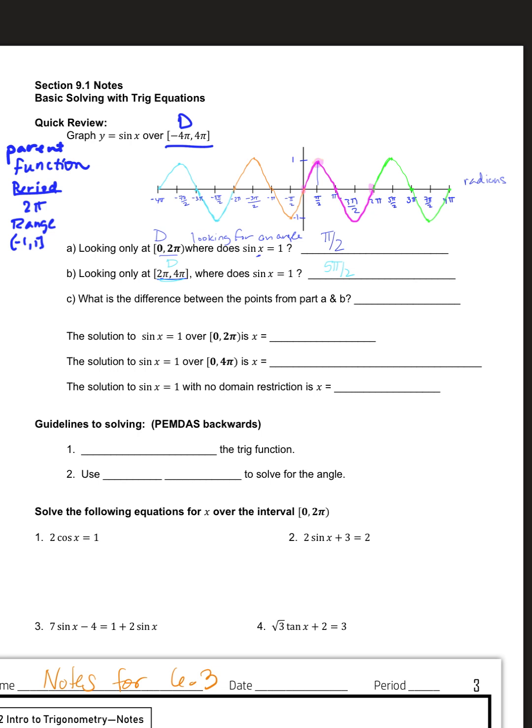Okay, now the third question is, what is the difference between the points A and B? If you look between these two, pi over 2 and 5 pi over 2, what is this distance? What's the difference between the points? Well, if you take 5 pi over 2 minus pi over 2, you're going to get 2 pi. They are 2 pi apart.